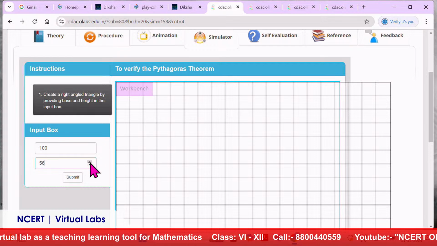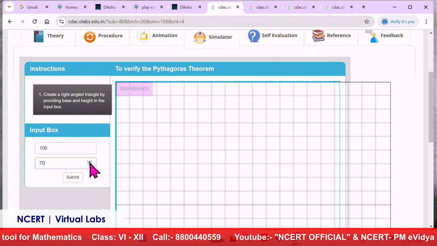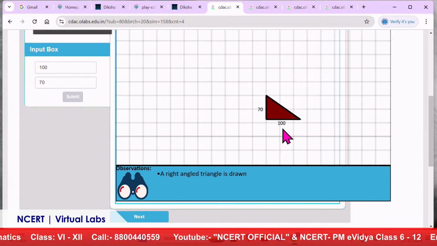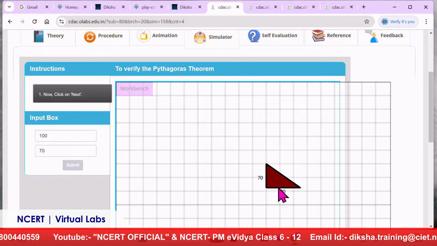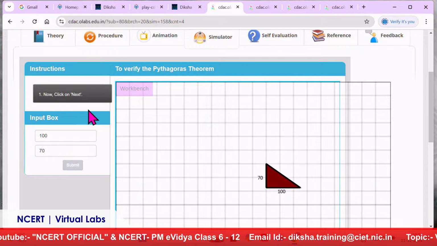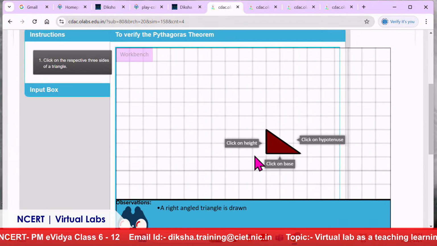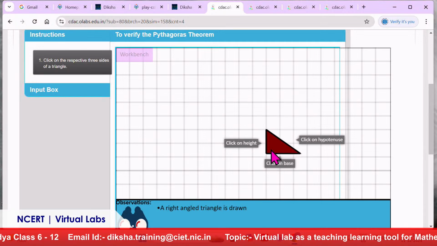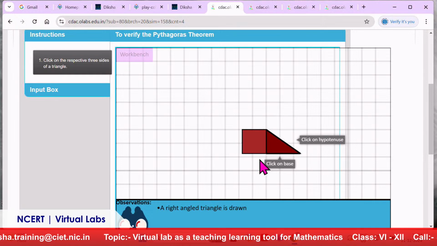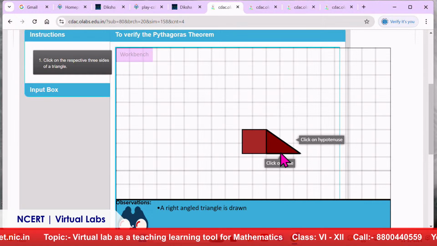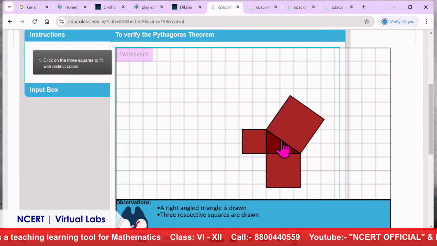So I am providing the base and height measurements. So I am taking this. This is the measurement, and the right angle triangle is drawn. If you want to show how we can verify the Pythagoras theorem, what step do we have to do? We have to click on the next button. As the instructions come here, you have to click on the height, base and the hypotenuse. So I am clicking on height, and we get a square, and when we click on the base, we get another square, and when we click on the hypotenuse, we get the third.